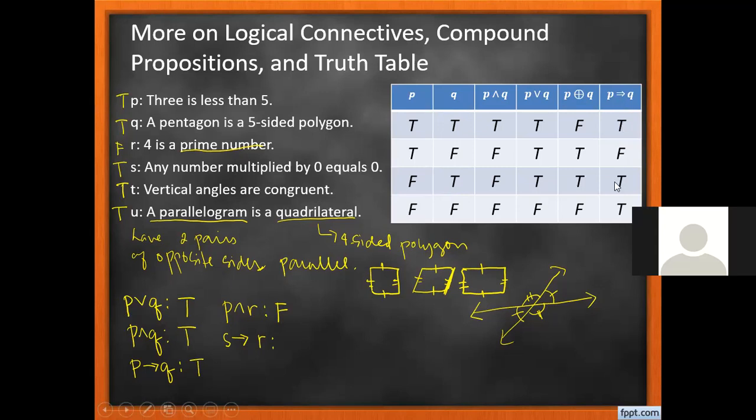So you just refer to this table. And we have S R, T F. So this is a false statement. Okay? The premise, statement S, is true. And then the conclusion R is false. So it's T F. So it's a false statement. Okay?